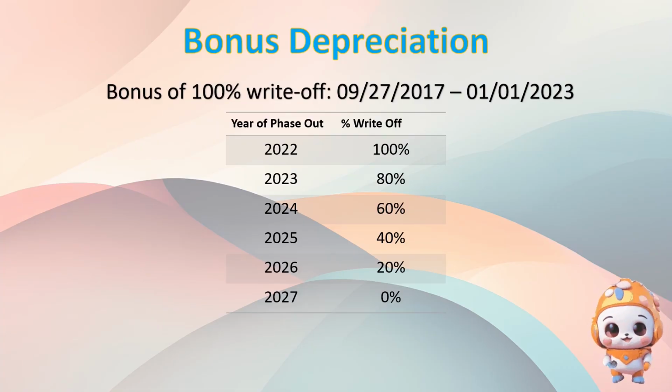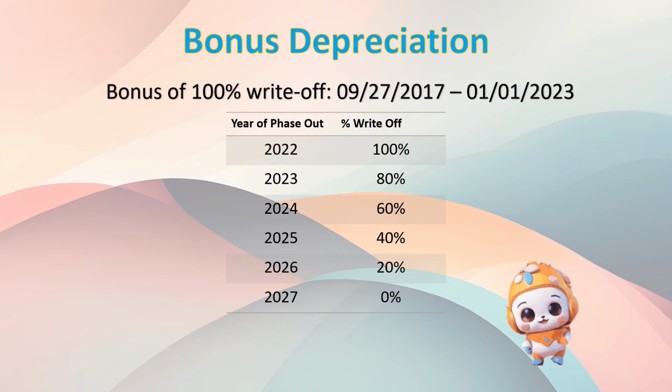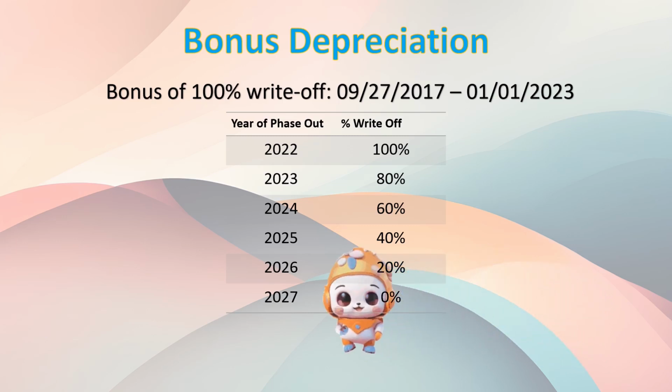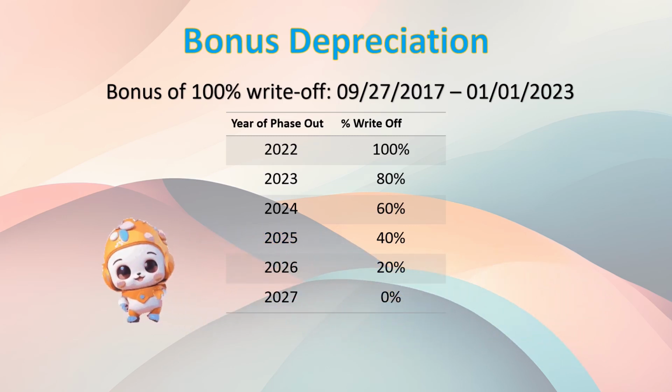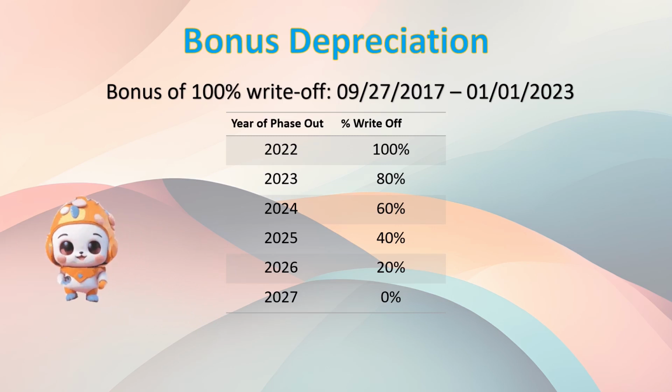This 100% write-off was available to you from September 27th, 2017 to January 1st, 2023. So, by the way, prior to TCJA, the bonus depreciation maximum amount was 50%. So obviously, starting in 2023, you're not able to deduct 100% of the asset in the first year. There is a phase-out schedule, though, and you will see it on the screen.